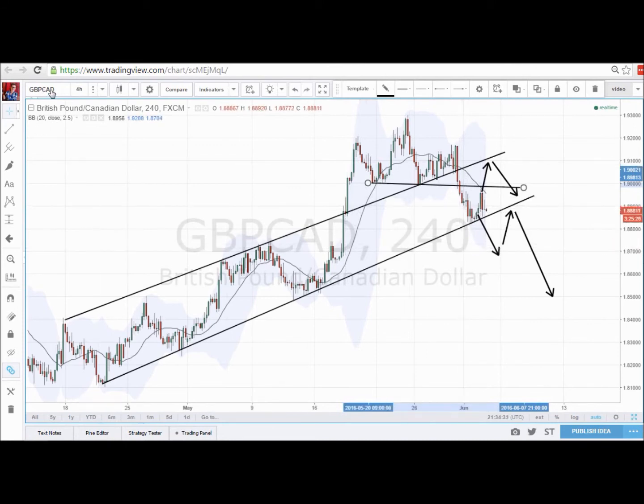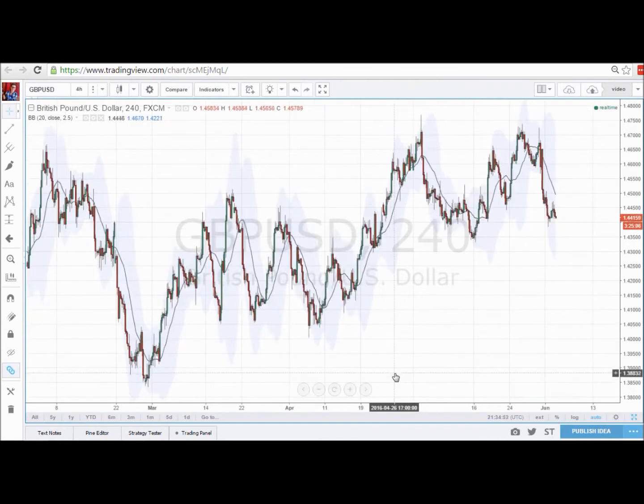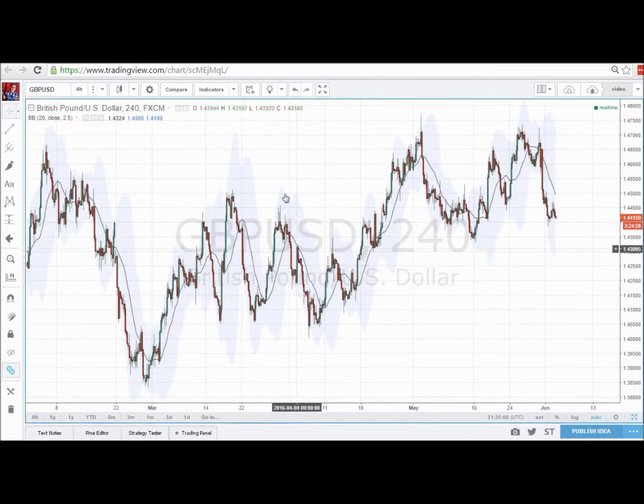We can analyze another pair. So this is the British pound US dollar. You can see price has been in this uptrend with lots of consolidations and large moves in between. But nevertheless, we can use our trend line knowledge to find some confluence and to make sense of this chart.